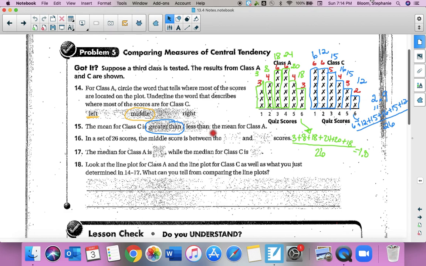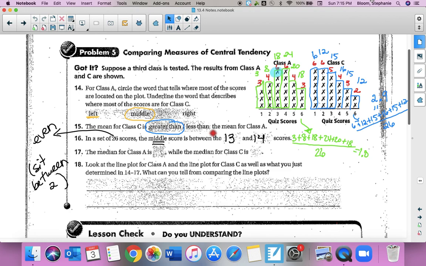Okay, so then it says, in a set of 26 scores, the middle score would be between, so this is an even number. So remember, if it's an even number, your middle is going to sit between 2 numbers. So it would sit between the 13th and the 14th score. And so let me just talk you through that. If we counted here, so half of 26 is 13. So if I go to the 13th score, so 1, 2, 3, 4, 5, 6, 7, 8, 9, 10, 11, 12. 13th score is right here. Let me highlight that. Okay?